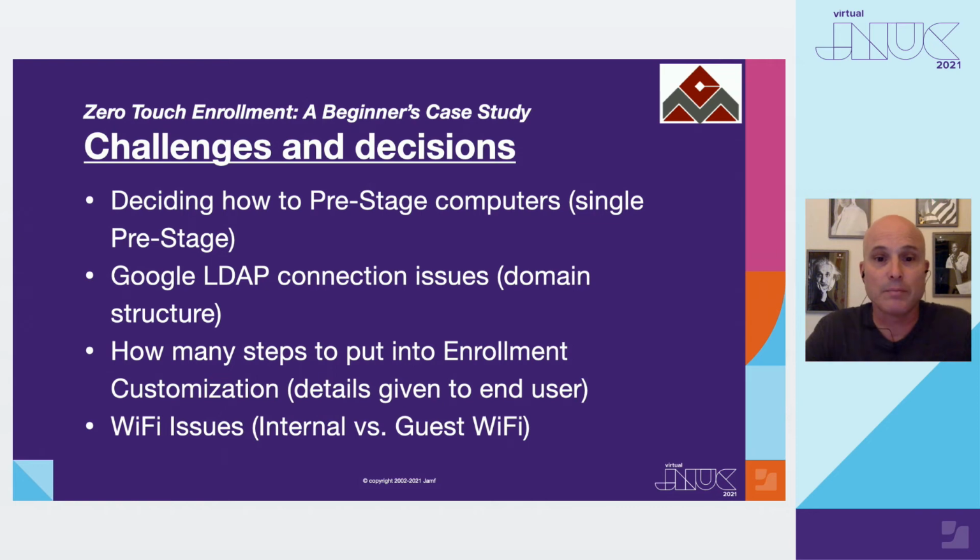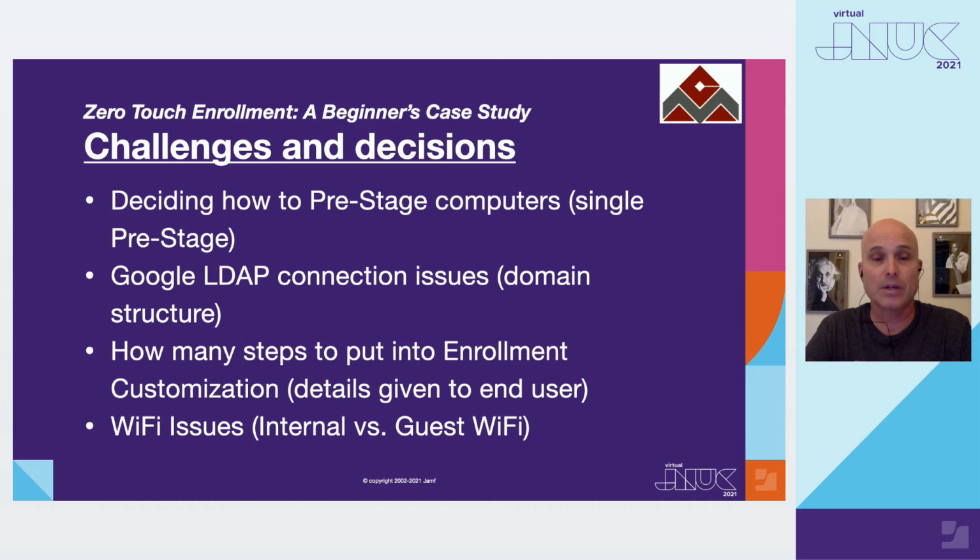So, challenges, decisions that we had to face: deciding how many pre-stages to use. Do we use a single pre-stage? Do we use multiple pre-stages? In the past, we had one pre-stage for staff in each building and one pre-stage for students in each building. With 7 buildings, that's 14 pre-stages. Because this was going to be a custom pre-stage, we were facing, well, do we build 7 pre-stages for this custom enrollment? And we finally decided we were going to use one.